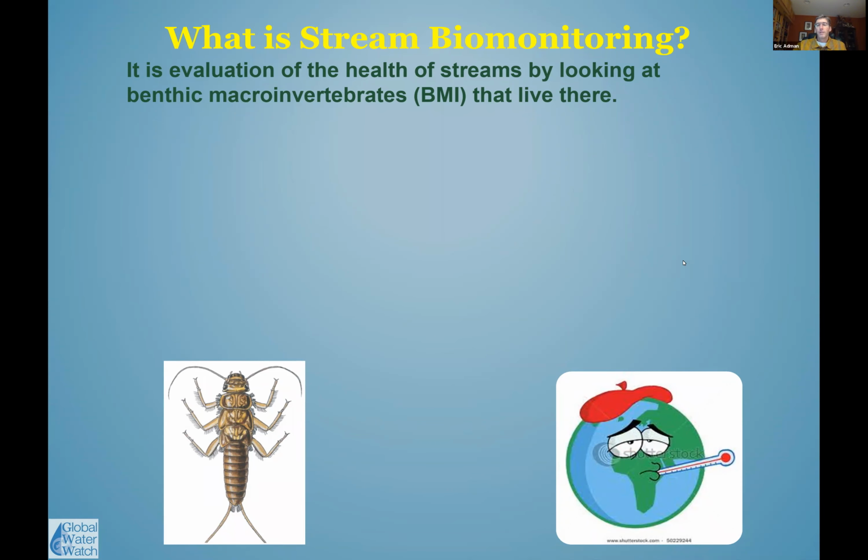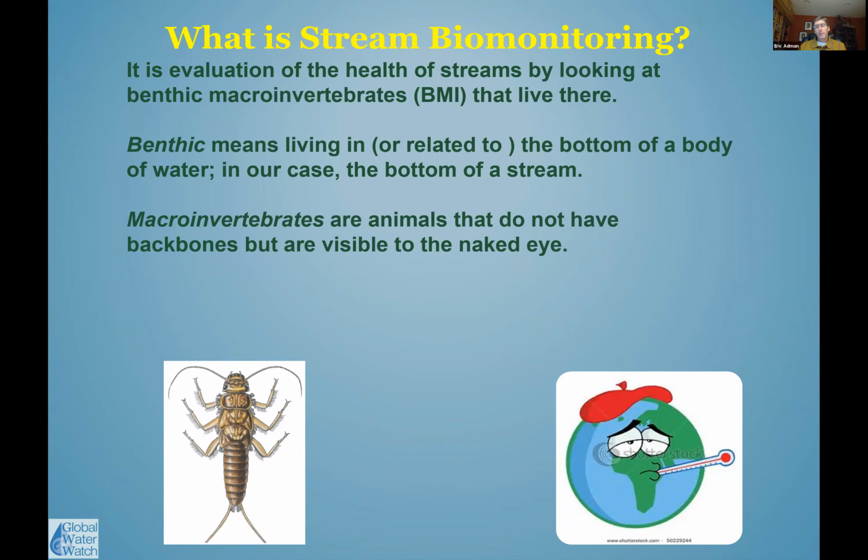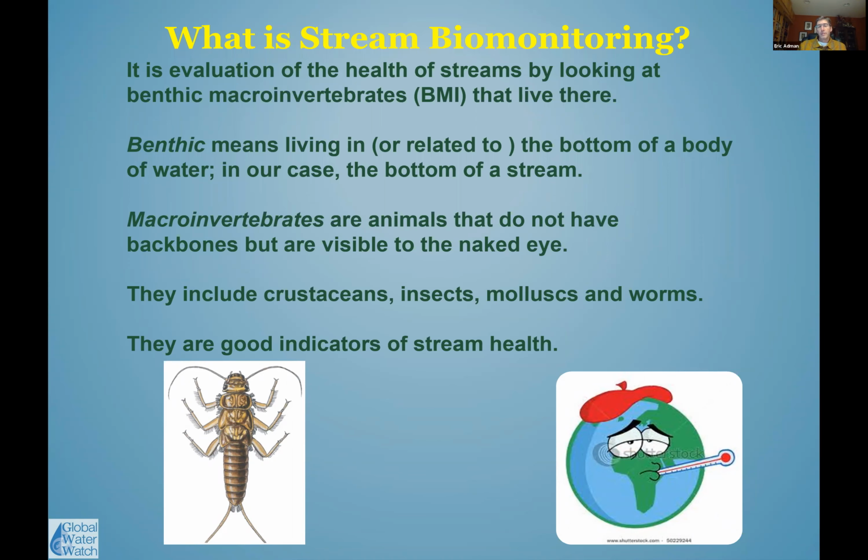And so we're talking about something that we refer to as benthic macroinvertebrates, which sounds complicated, but essentially benthic means it lives in the bottom of a stream, typically bottom of a body of water. And macroinvertebrates are animals that don't have backbones, but they're visible to the naked eye. These include a number of different types of animals. So crustaceans, so things like crayfish, insects, like mayflies, for instance, mollusks, so clams, and worms are some of the things that we look at. And they're good indicators of stream health.